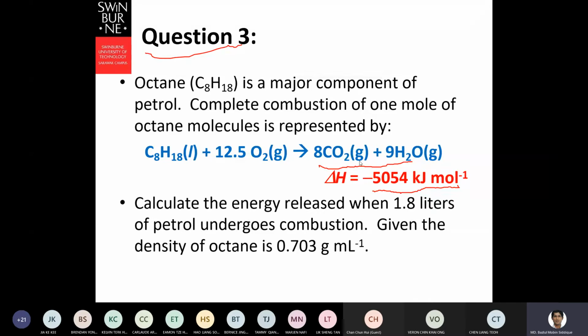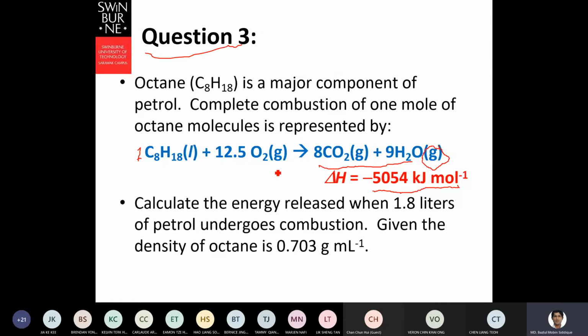So this octane undergoes combustion in the following equation: octane and oxygen produce carbon dioxide and water, of course in gaseous form, not in liquid form. So water vapor will be produced and a lot of heat, 5054 kilojoules. Goodness, that is too much heat that will be produced. All right, you need 1 mole of octane to produce this number of kilojoules of heat.